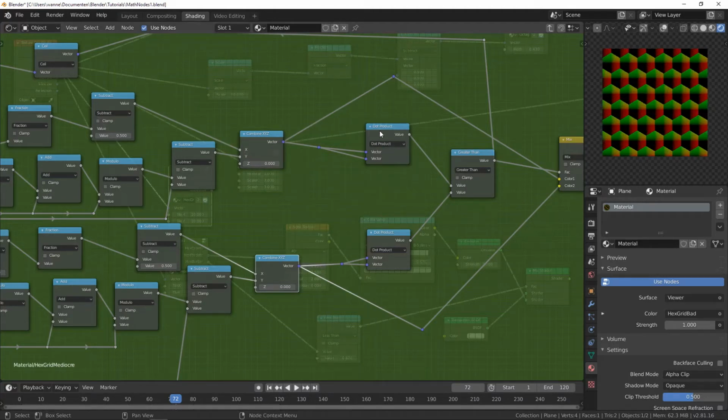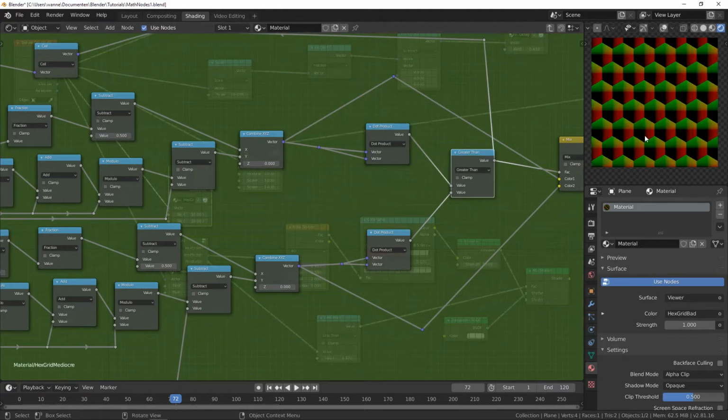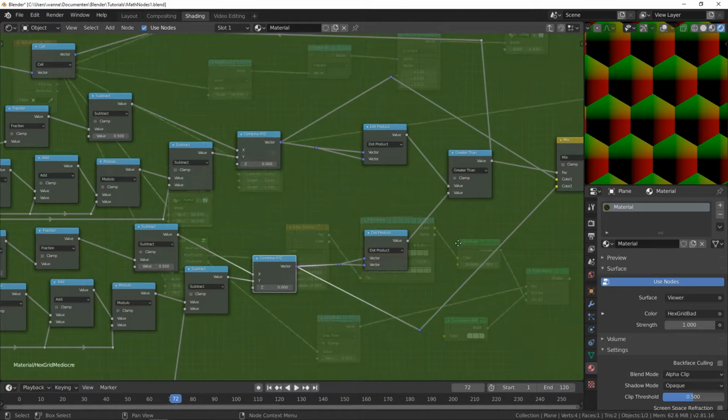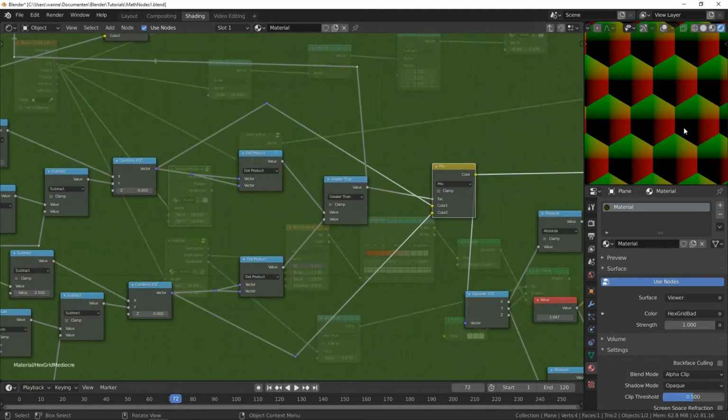And then I'm taking the dot product with itself to get the length squared, and I don't need to take the square root because I'm comparing both of them. Since I'm comparing two dot products, I don't need to take the square root, which makes it a bit faster. And then I can use a greater than, and this will tell me which point is closer, and then I can use that as a factor to mix both of these together to finally get our grid.